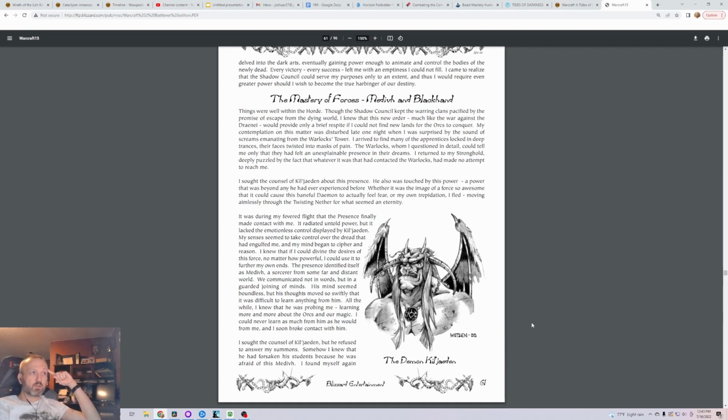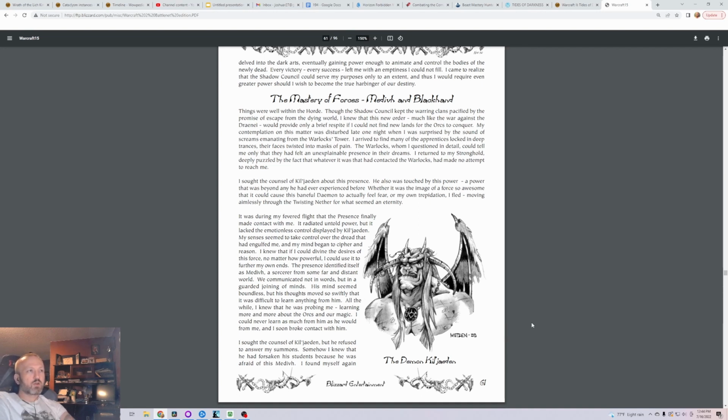Things were well within the Horde, though the Shadow Council kept the warring clans pacified by the promise of escape from the dying world. I knew that this new order, much like the war against the Draenei, would provide only a brief respite if I could not find new lands for the orcs to conquer. My contemplation on this matter was disturbed late one night when I was surprised by the sound of screams emanating from the warlock's tower. I arrived to find many of the apprentices locked in deep trances, their faces twisted into masks of pain. The warlocks, whom I questioned in detail, could tell me only that they had felt an unexplainable presence in their dreams.